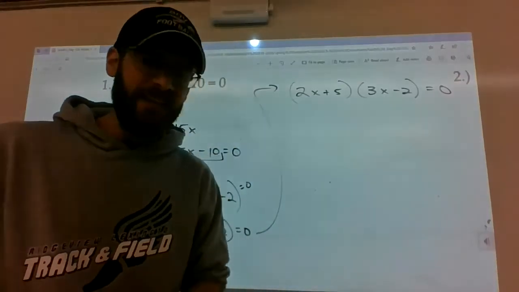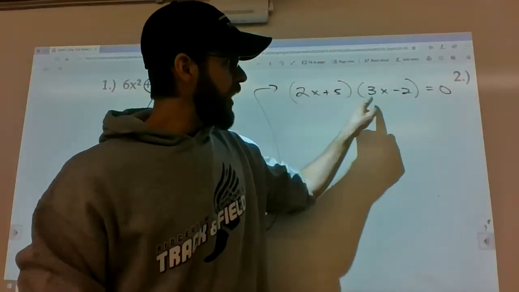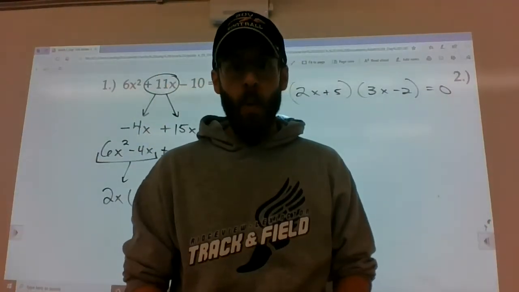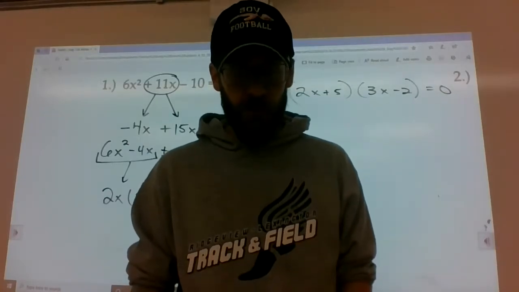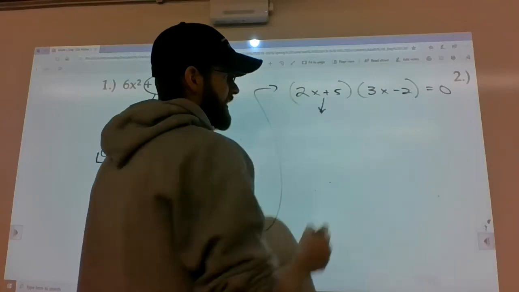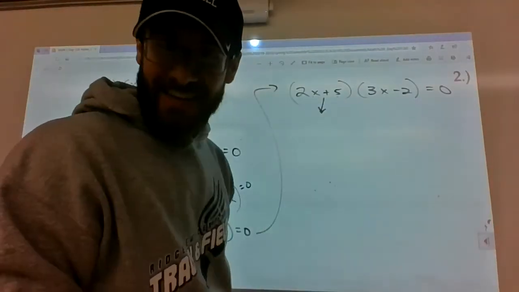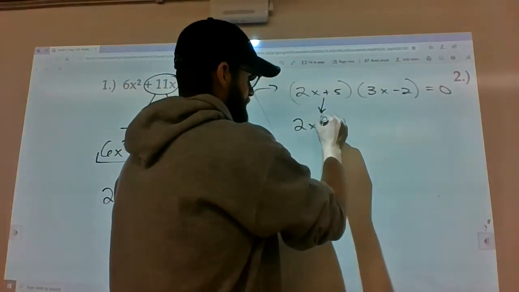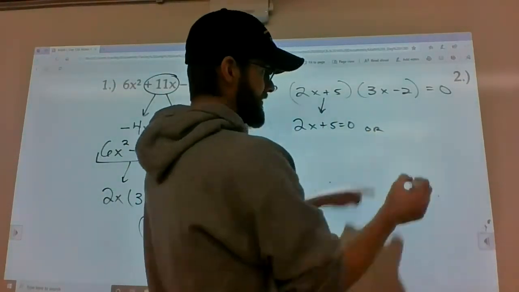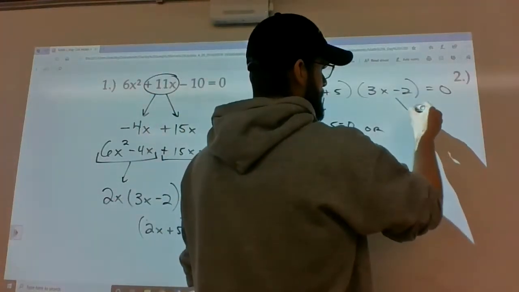So think about it like this. If I have 2 unknown numbers and I multiply them and 0 is the product, what must be true? That guy's got to be 0. Or that one's got to be 0.